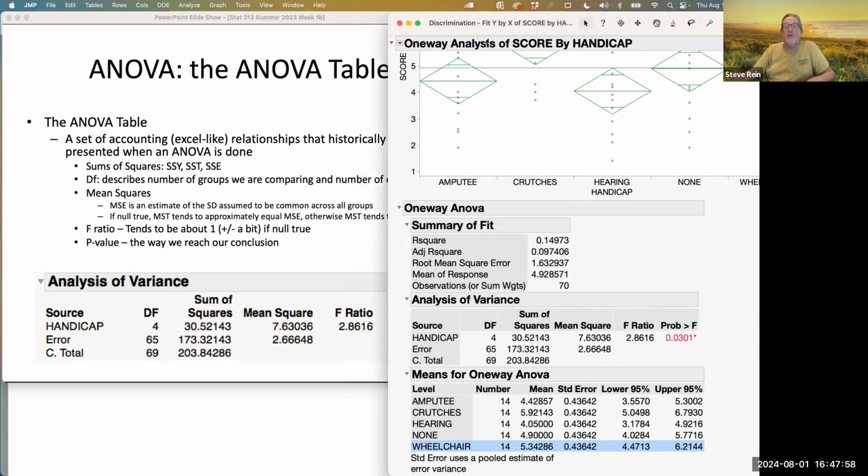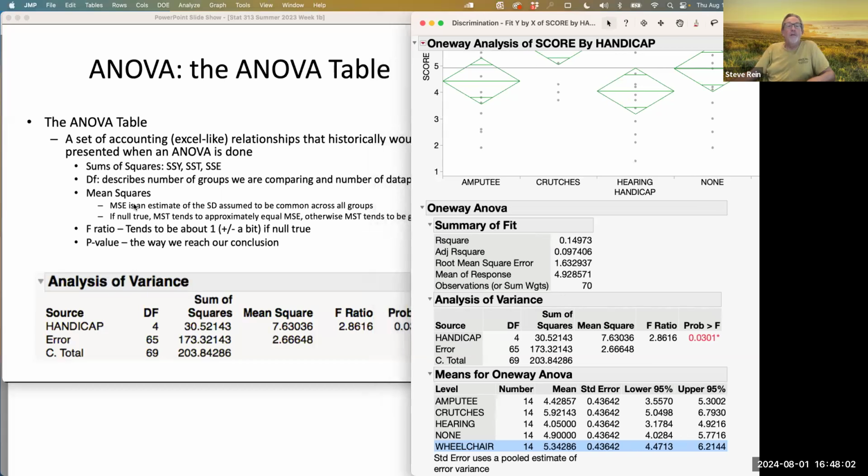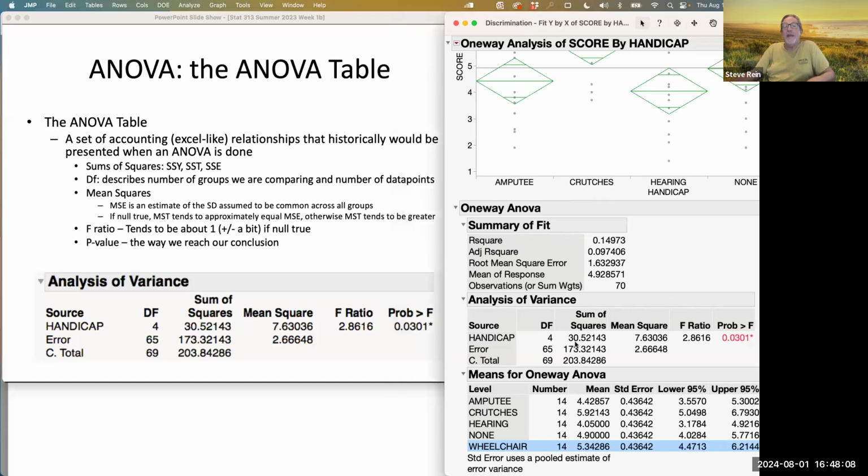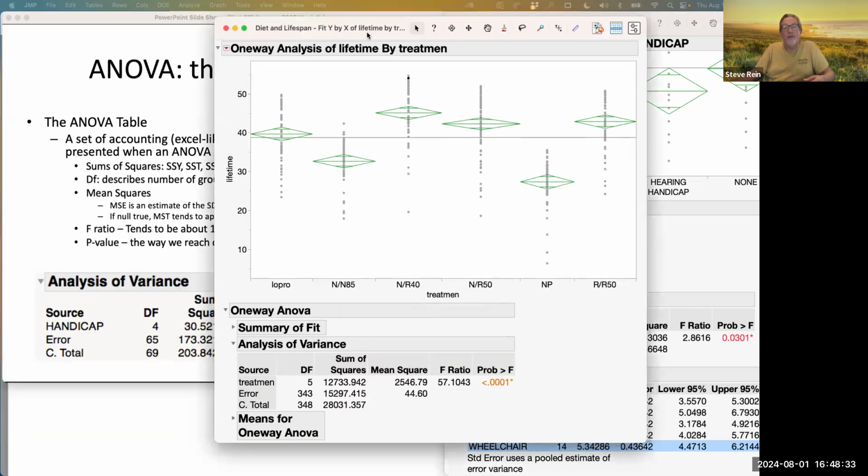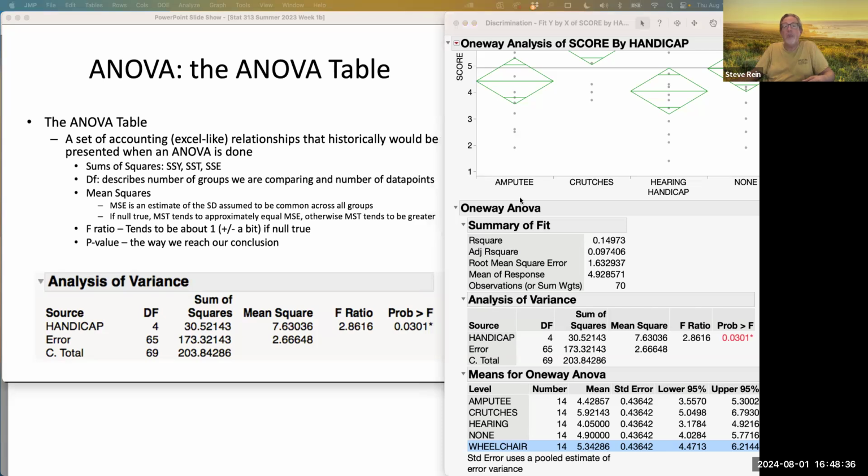So a couple of key facts that you should be aware of. One of them is degrees of freedom. There's a column entitled degrees of freedom. The degrees of freedom between the treatment groups, so the DF column is degrees of freedom, between the treatment groups is always the number of groups minus 1. We have 5 different handicaps here, so we've got 4 degrees of freedom for treatment. When we had 6 different diets that the mice had, we had 5 degrees of freedom across the treatment groups. So there's degrees of freedom between the groups, and that's going to be the number of groups minus 1.